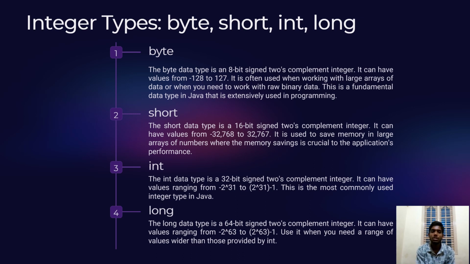Next, the fourth integer type is long. The long data type is a 64-bit signed 2's complement integer. It can have values ranging from -2 to the power 62 to 2 to the power 63 minus 1. Use it when you need a range of values wider than those provided by int.